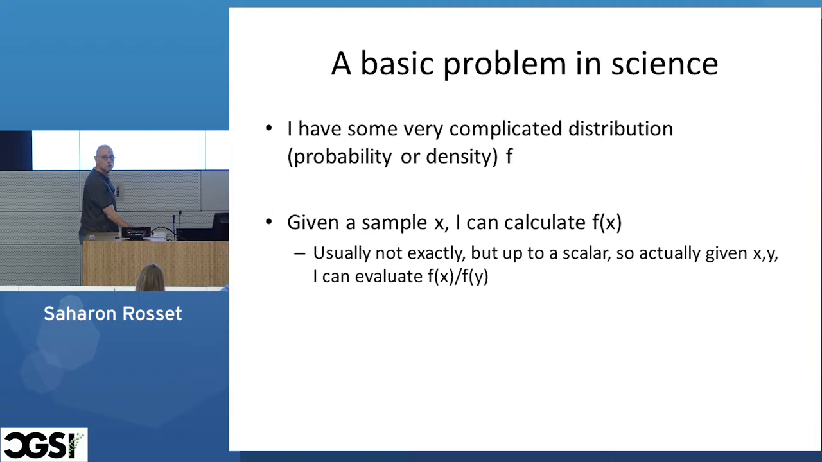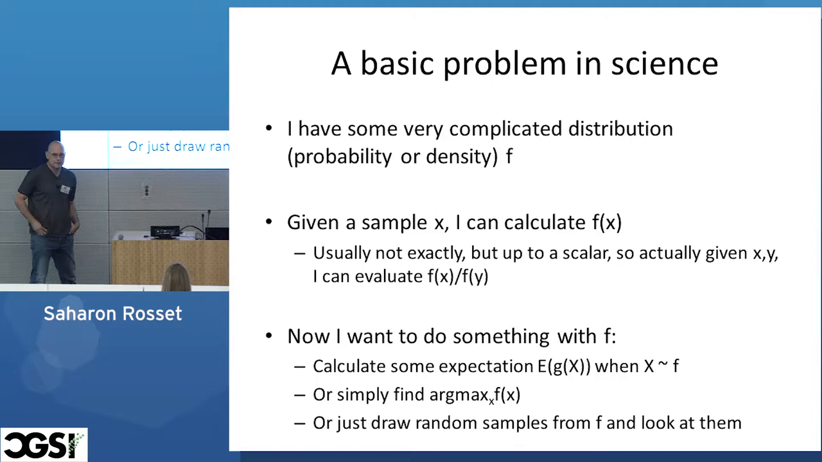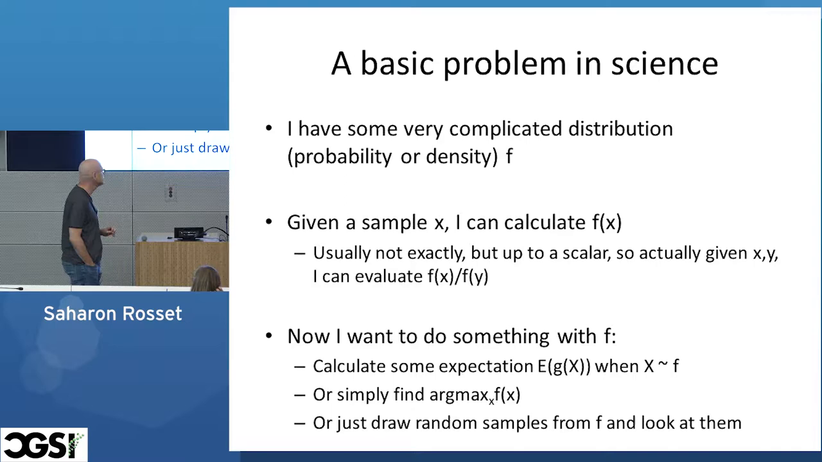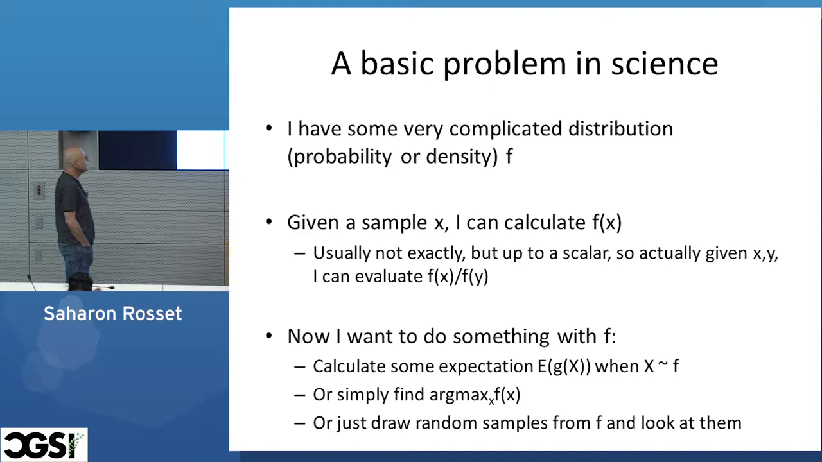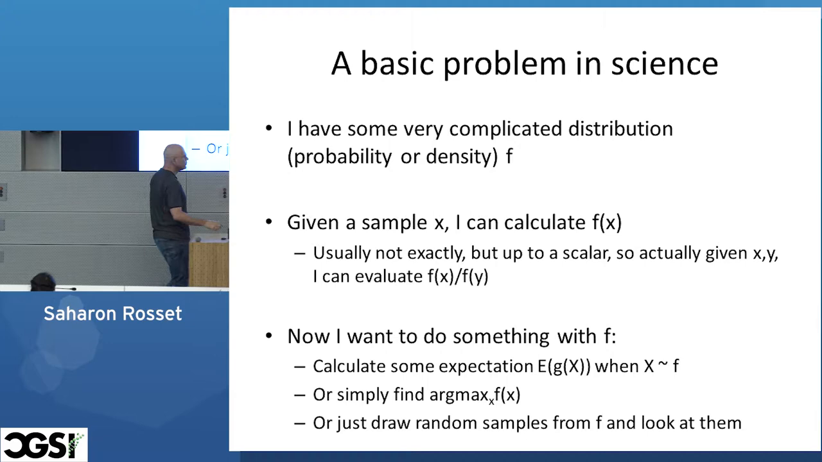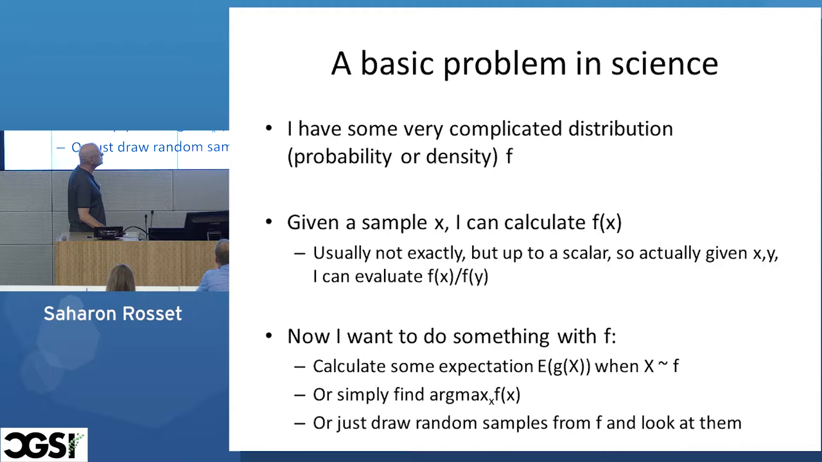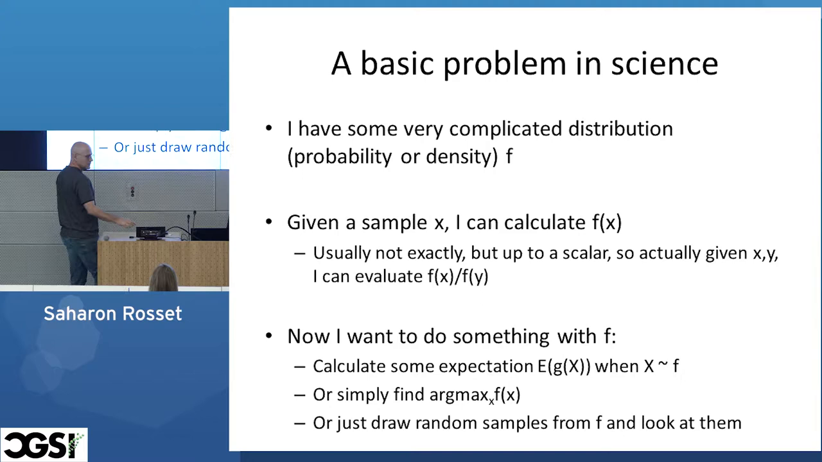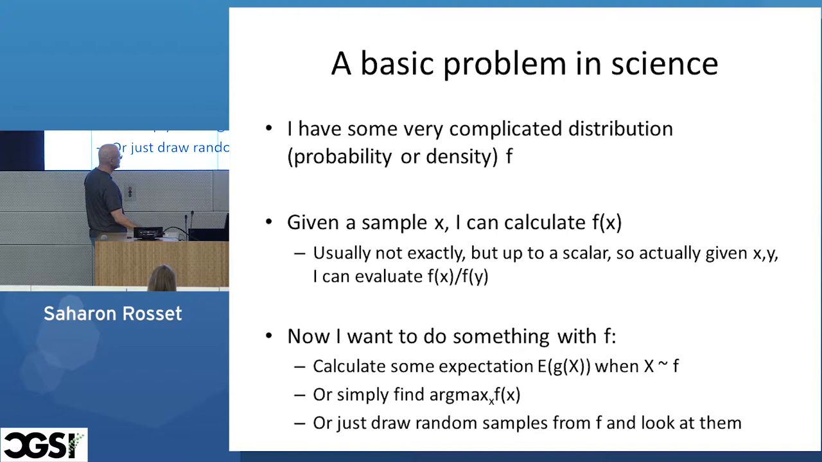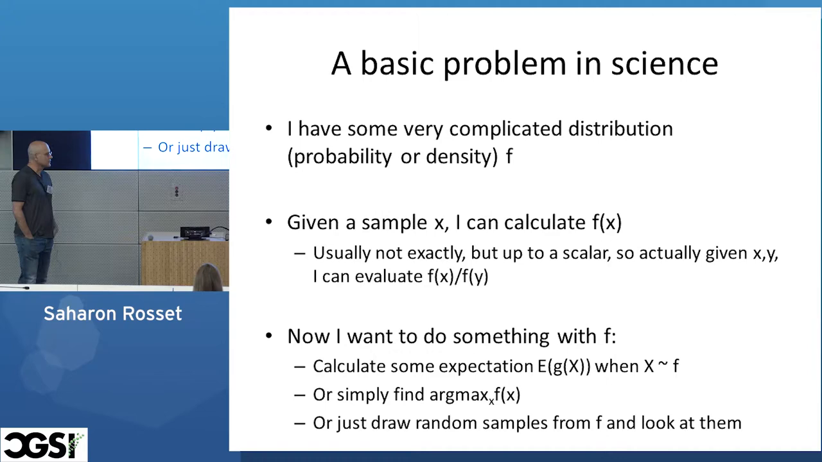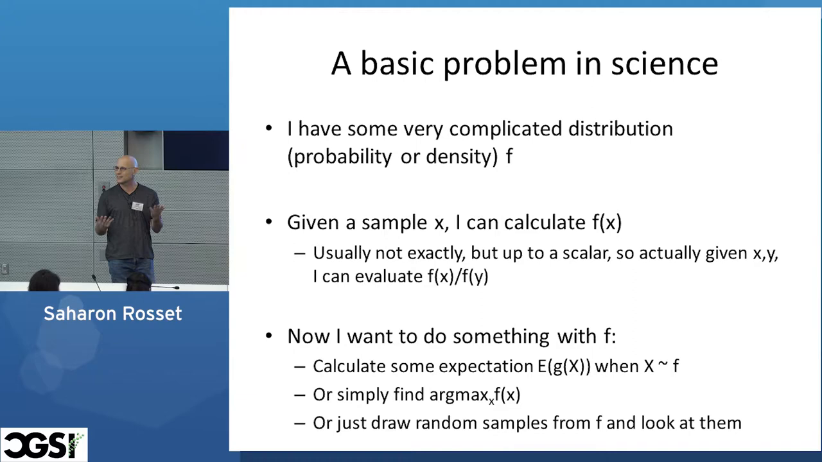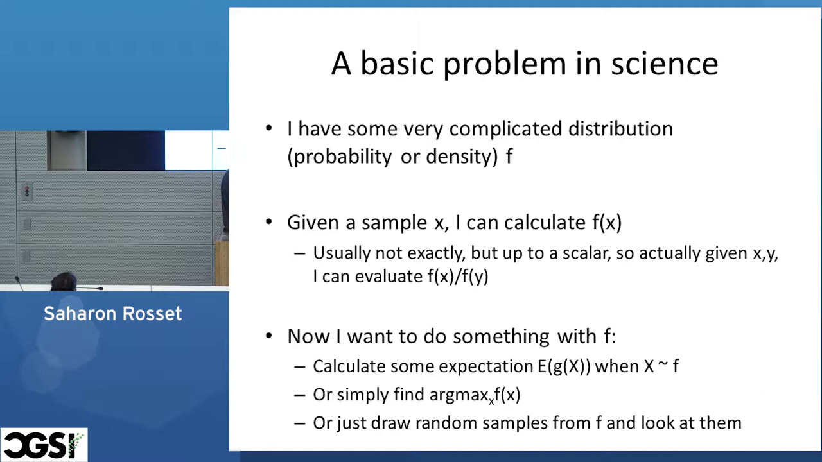And now with this f, there are some things it's very important for me to do, calculate some things over this distribution. The thing I'm most likely to want to do is I have some function g, and I want to calculate the expected value of g over a distribution f. So the expected value of g of x when x is drawn from this distribution f. Or I may want to find some high probability point, so find the maximum of this probability distribution. Or maybe I just want to do some random samples from F and look at them to understand what the world generated by F looks like. What's a typical behavior in that F distribution? Okay? So this is maybe a bit abstract.